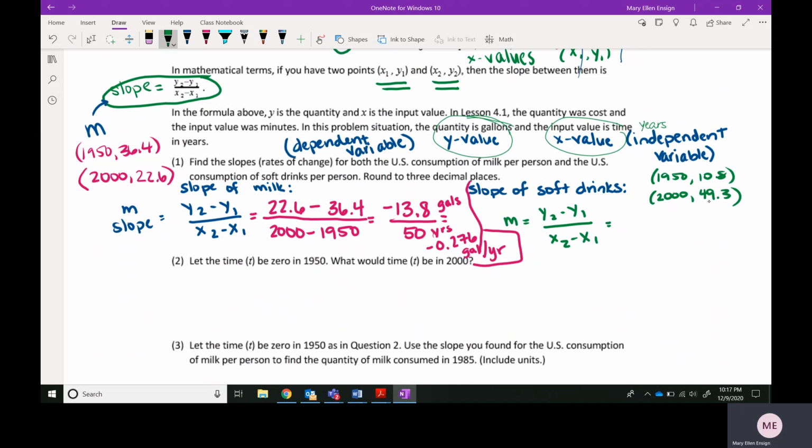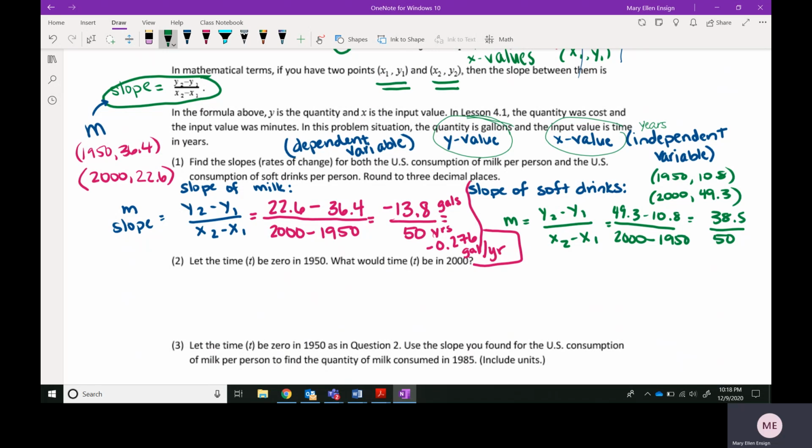So y2 minus y1, I'm going to do new minus old again. So in this case, I'm going to do 49.3 minus 10.8. I will get 49.3 minus 10.8 equals 38.5. Okay, I did second minus first. I have to do second minus first here too, which is going to be positive 50.